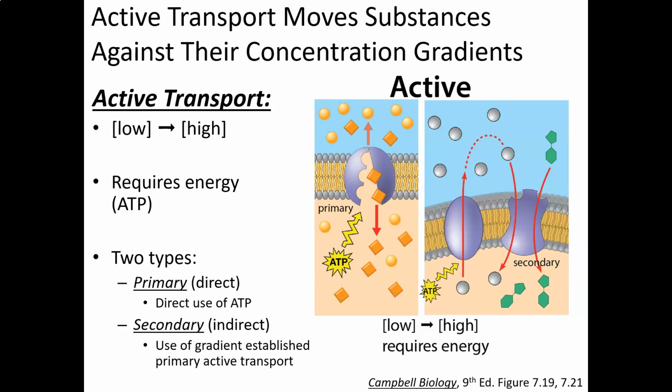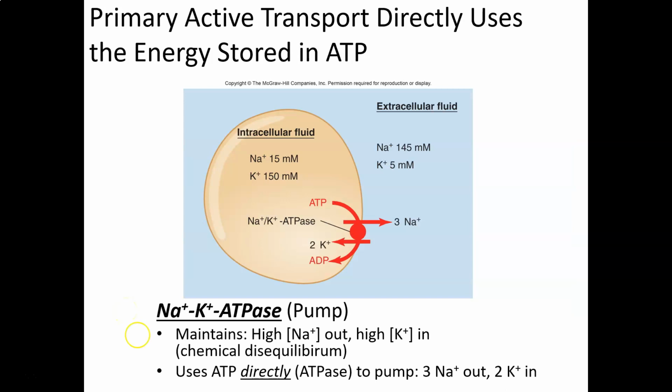And for secondary active transport, it's an indirect use of ATP. You'll see what I mean by that in a second. And it's called secondary because it uses gradients that have been established by primary active transport. So they're secondary to primary.